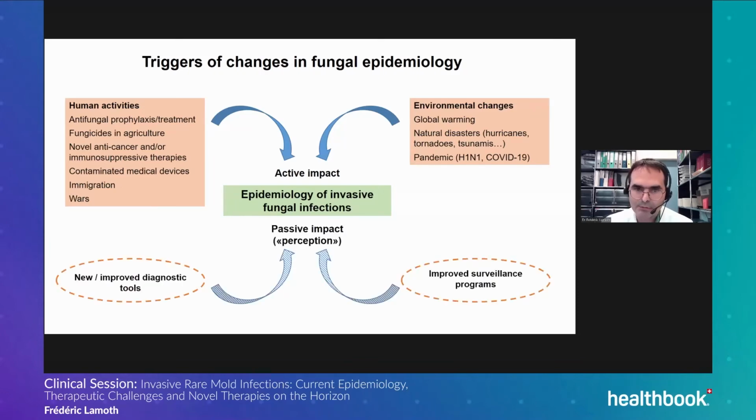But on the other side, we also have what I would call the passive impact, which will not really affect the epidemiology of invasive fungal infections, but change our perception of this epidemiology because, for instance, we have better insights into this fungal epidemiology, mainly with new or improved diagnostic tools like PCR. Many fungal infections that were before classified as possible could be more accurately identified. So this may change our perception of the epidemiology. And also the improvement in surveillance programs for the detection of emerging fungal pathogens like Candida auris, and also the emergence of resistance.